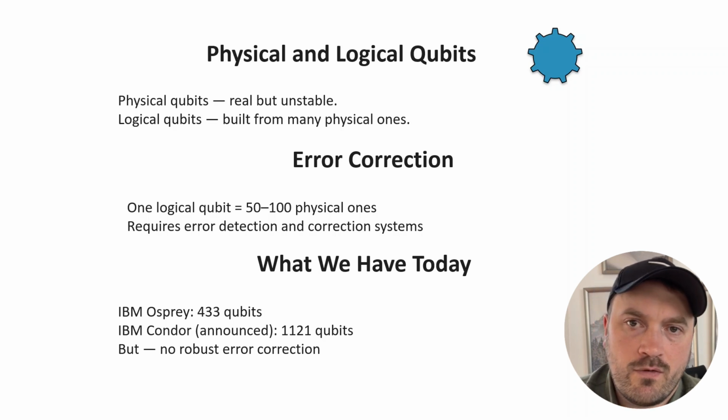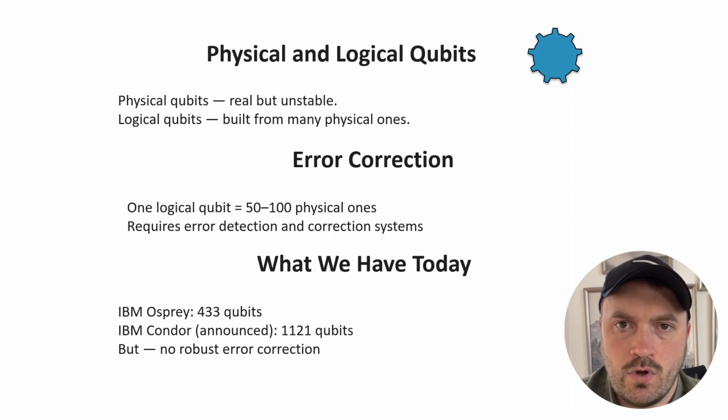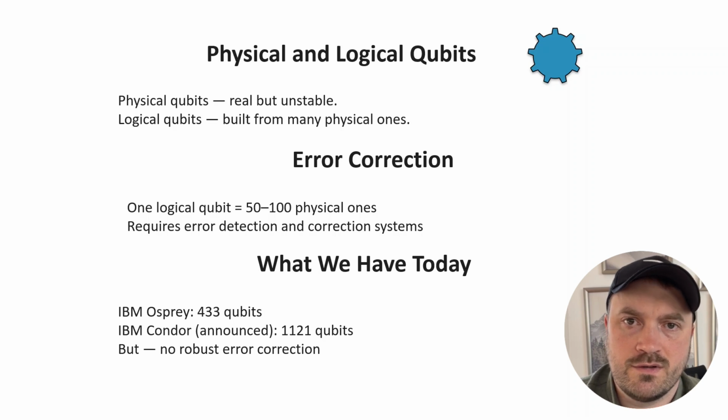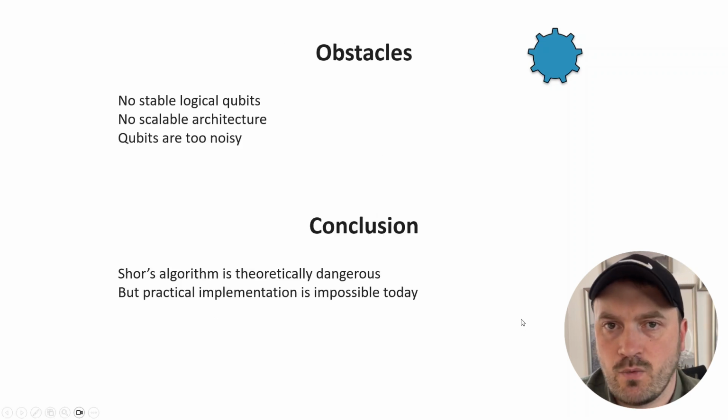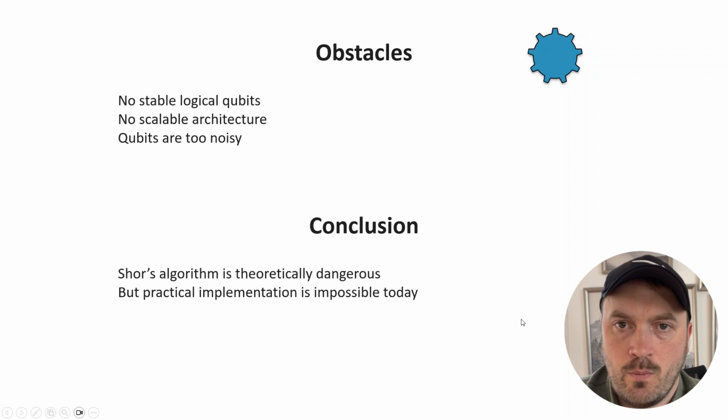What do we have now? Let's talk about it. Let's take a look. As of 2024, 2025, Google has a quantum computer with 53 qubits. IBM has ones with 127, with 433, and also announced with more than 1000 qubits. But all of these are physical qubits without full error correction.